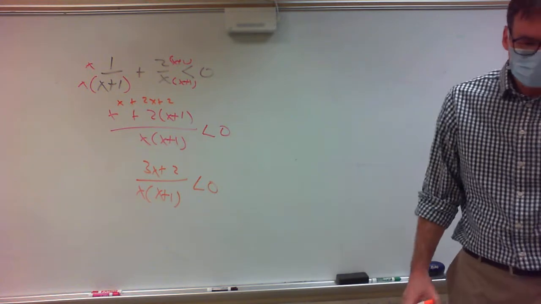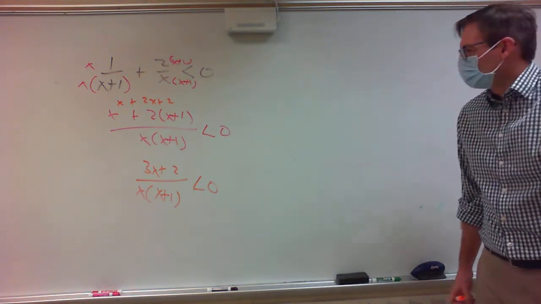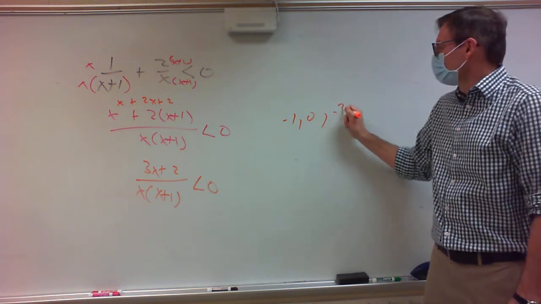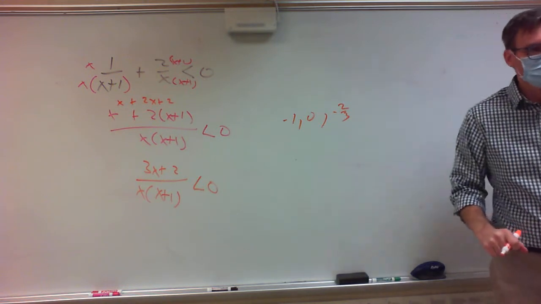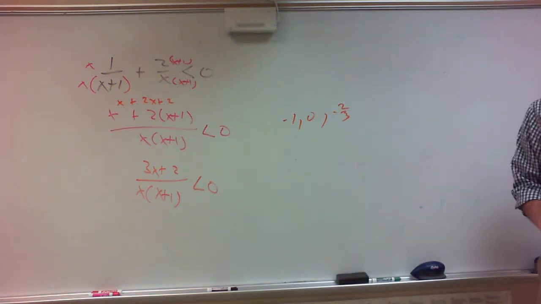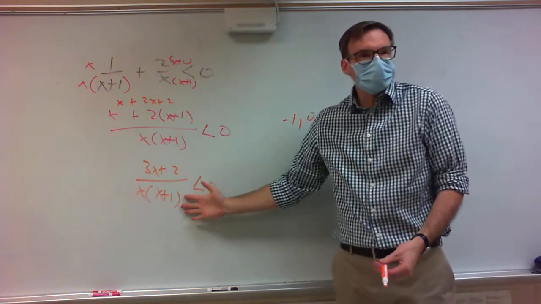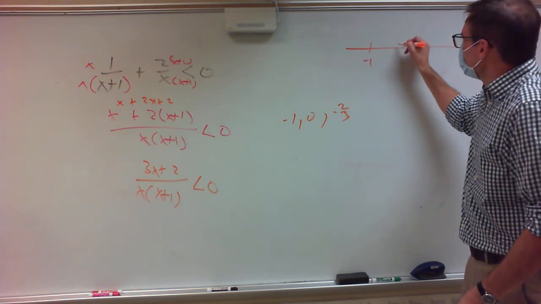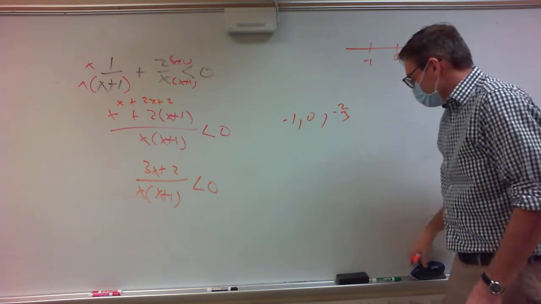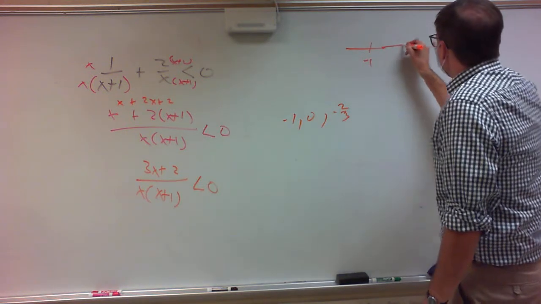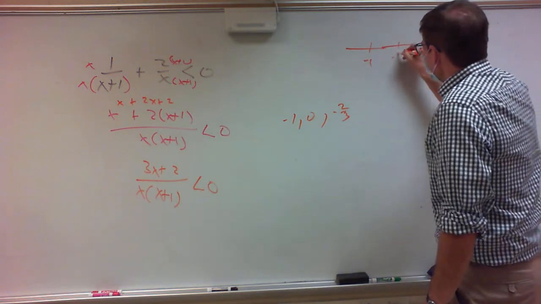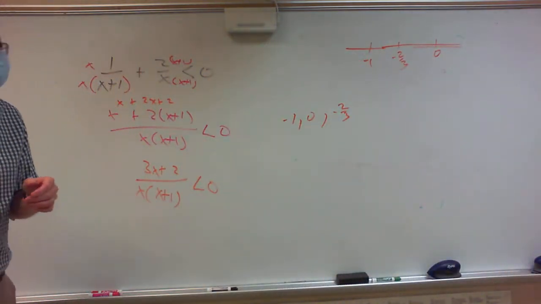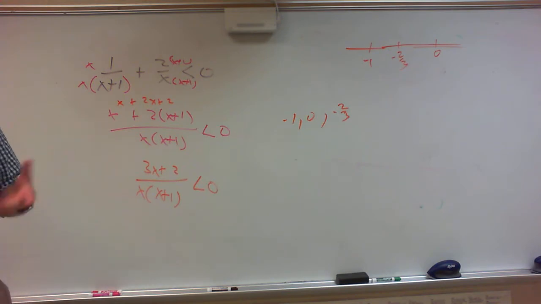So what are our boundary points? Negative 1. And 2 over 3. Negative 2 over 3, right? Everybody okay? Those are our boundary points, because we just set each part equal to 0. See, now it looks easy, doesn't it? So we're going to draw our thing. Okay, here's negative 1. Here's 0. Here's 0, and then here's negative 2 over 3. Right? I'll put little circles in.